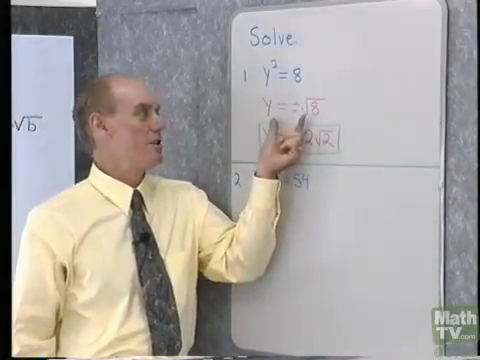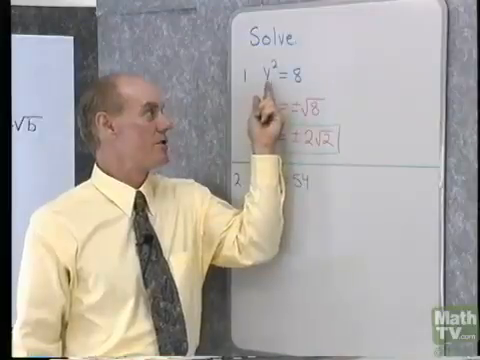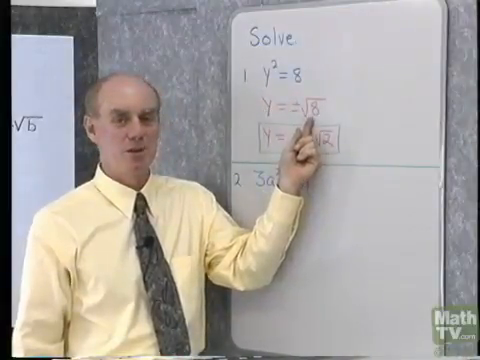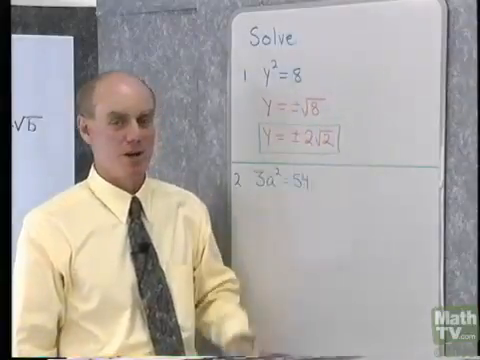So you can see that this is a nice simple theorem to apply. If the square of a number is equal to another number, then that original number is either the positive or the negative square root of this number on the right side.